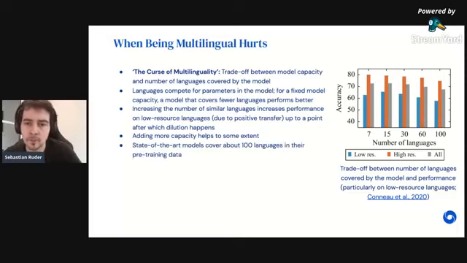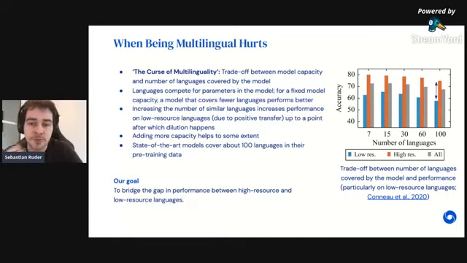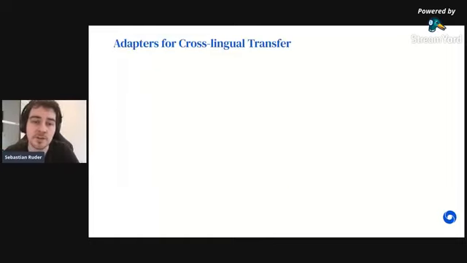And current state-of-the-art models like multilingual BERT or XLM-R, which I mentioned before, cover about 100 languages. So now the goal of this line of research really is to try to bridge this gap in performance between the quite robust performance on high-resource languages and the much worse performance, where there's a performance difference of around 15 to 20 accuracy points, on the more low resource languages.